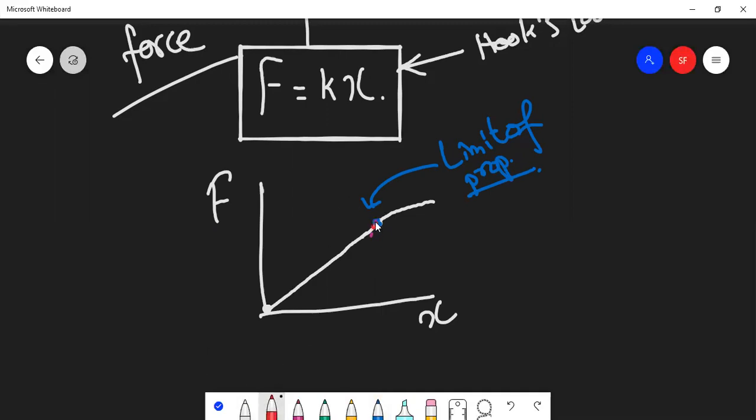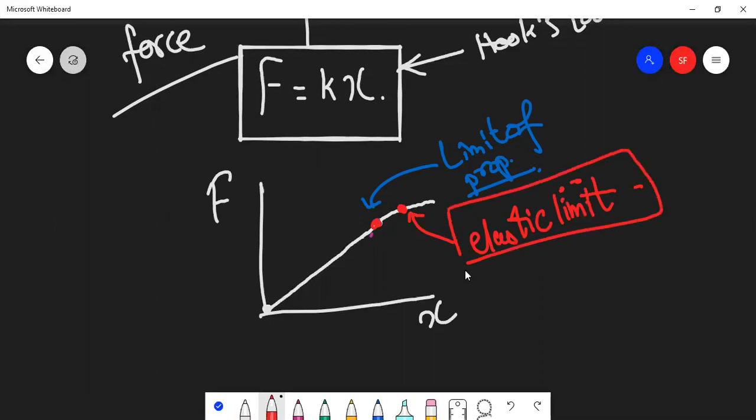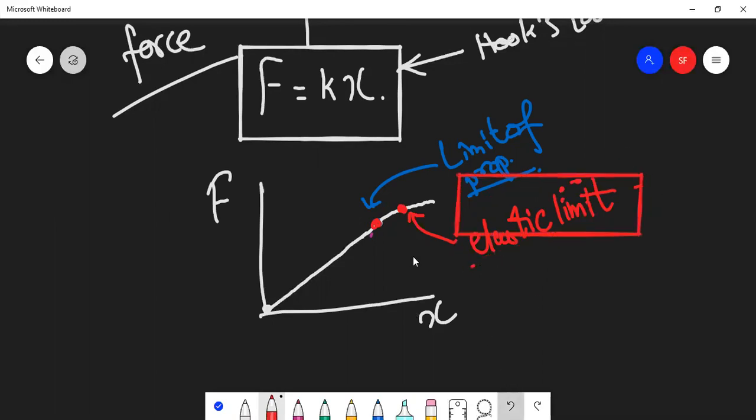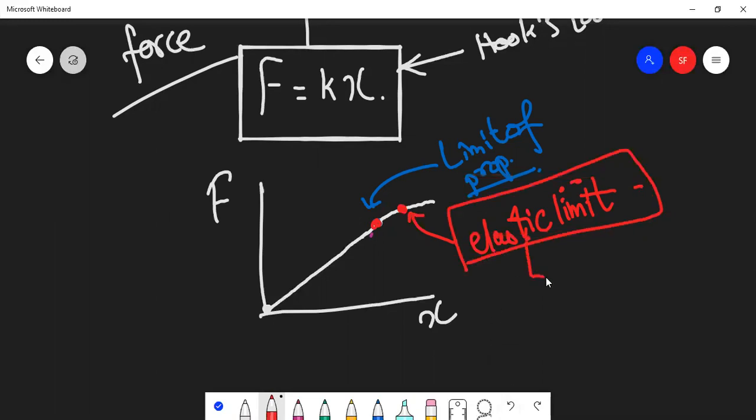And now, just after this point, there is another point called the elastic limit. Or the tensile strength? What does tensile strength have to do with this? I don't get your point. Tensile strength is dealt with when you're dealing with wires.